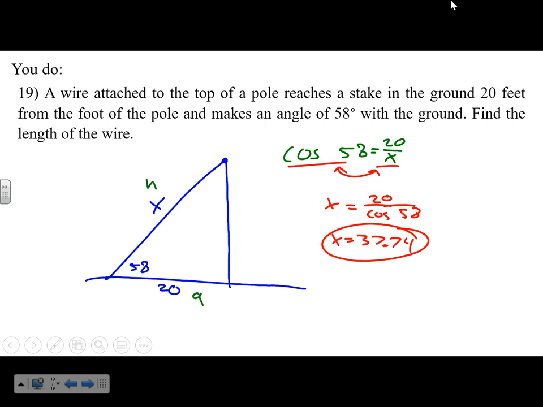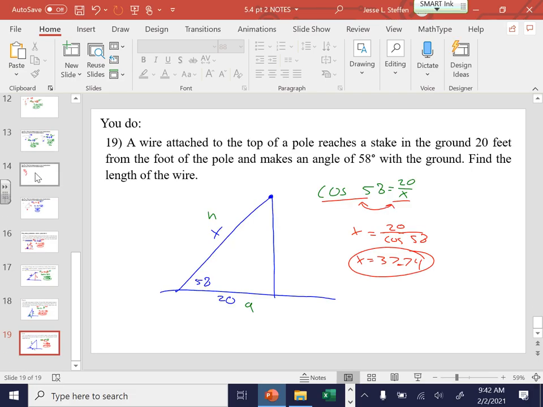So, not a lot harder than the last lesson, but make sure you're being careful. Again, make sure you're only using inverses when you're finding the missing angle. If the angle is what is missing, if that's what you're looking for, that's when you use the inverse. If you have any questions, please let me know.